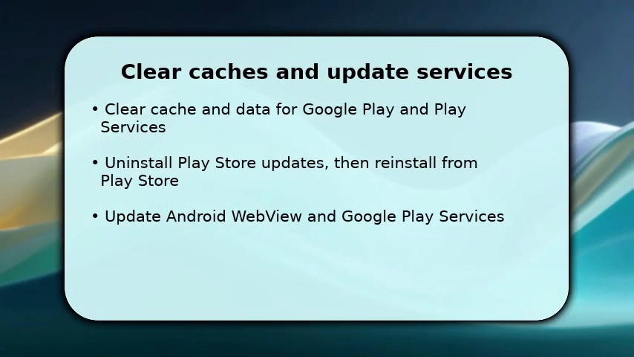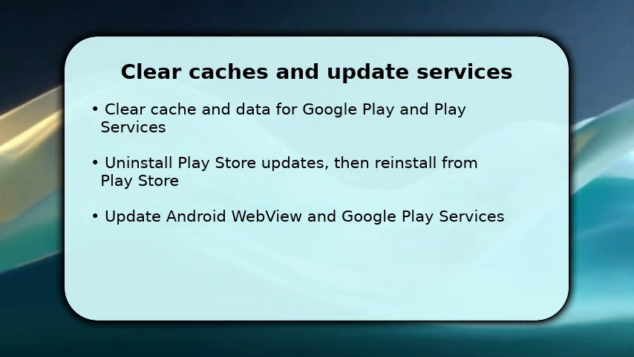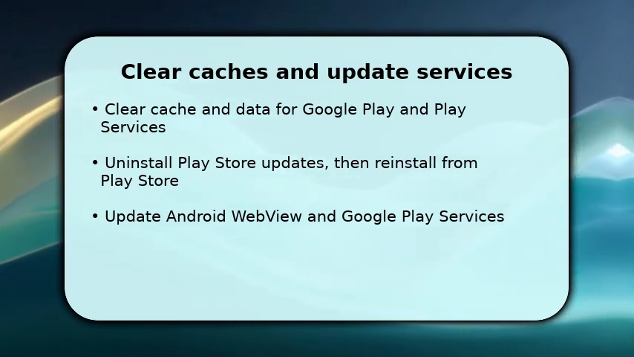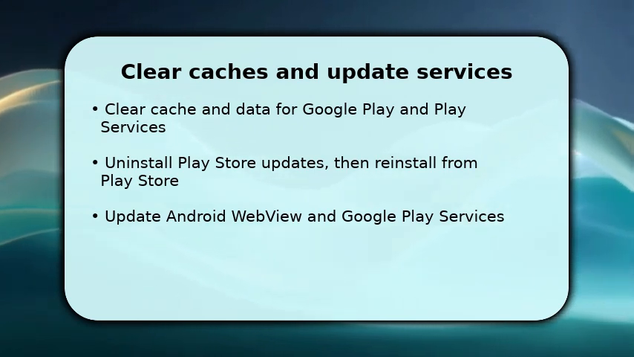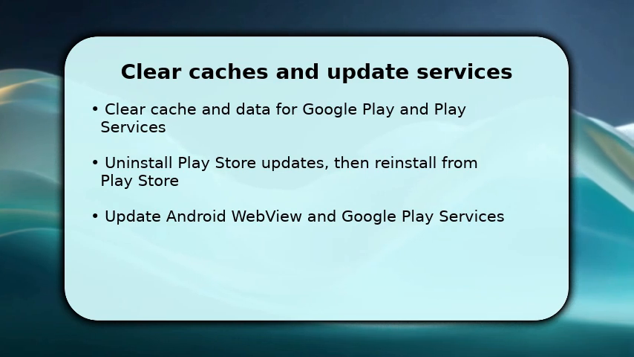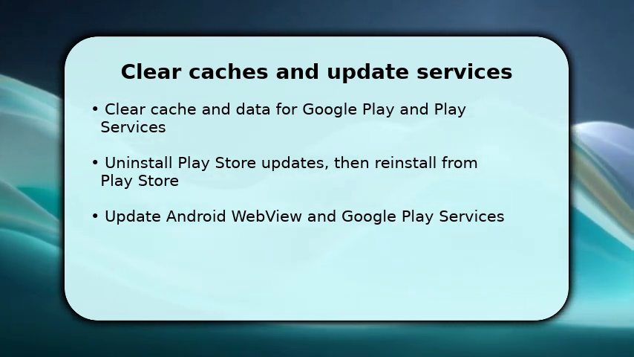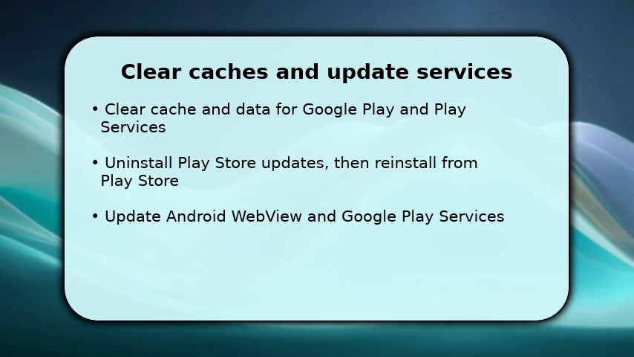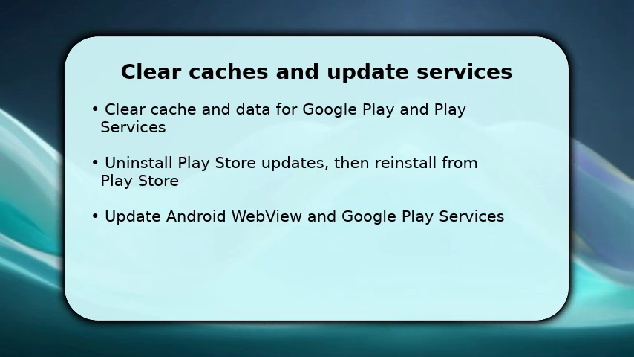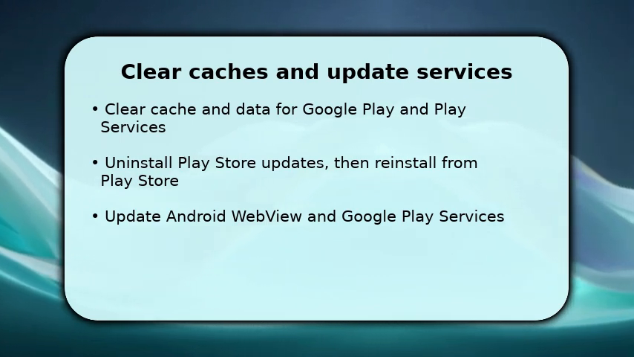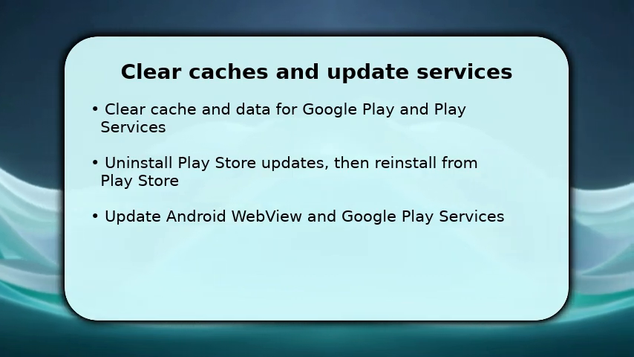Now focus on middle stage repairs by resetting app state and updating core components. Go to Apps, choose Google Play Store and Google Play services, then clear cache and data. This removes corrupt temporary files. If the Play Store still misbehaves, uninstall its updates to restore factory version, then let it update again. Also update Android System WebView and Play services because mismatched versions cause crashes. Make sure you're on a stable Wi-Fi and, when available, plug in to avoid interrupted updates.